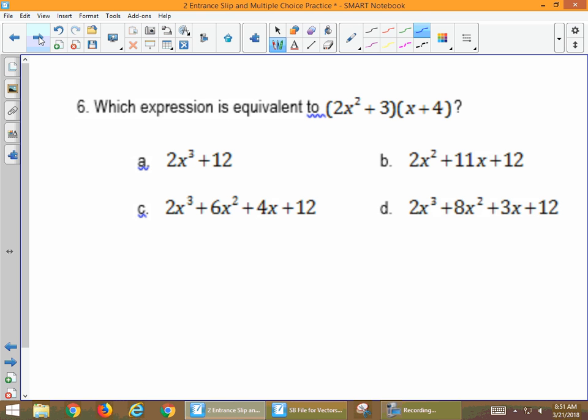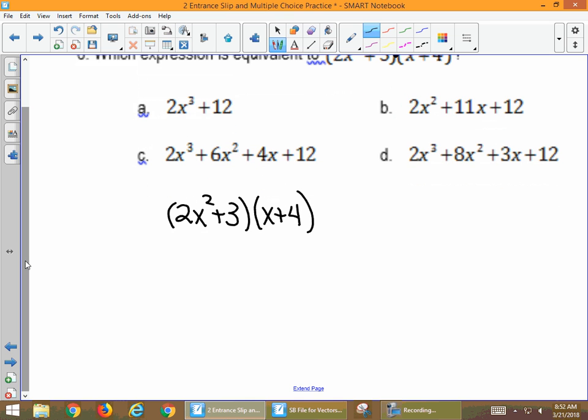Which expression is equivalent? What operation is this? Add, subtract, multiply. That's what we know how to do with exponents and with polynomials. What operation? Okay, thank you. That's right. If there's no sign, we know that's multiply. You guys work it? I'll work it. We'll check our work together.